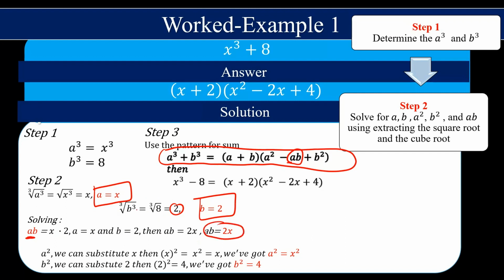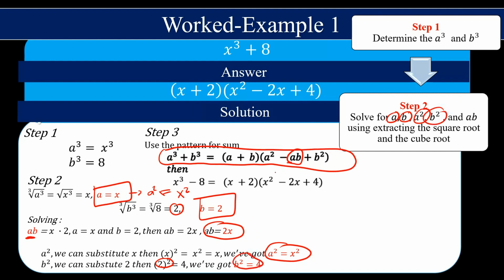Okay? So, we have A and we have B. Again, check A, check B. Next is A squared. The A squared, again, comes from this A, which is x, so it becomes x squared. As simple as that. Then B squared: B is 2, so it becomes 4.